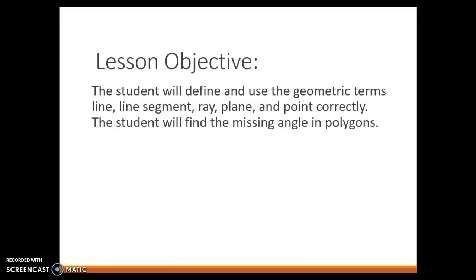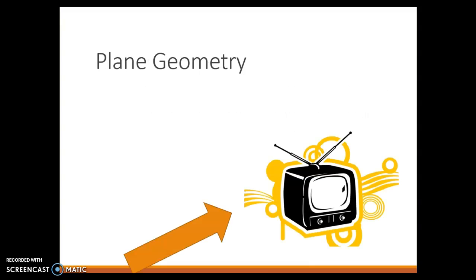Our objective, before we dive into our definitions for our unit, but specifically for today, is that you will define and use the geometric terms line, line segment, ray, plane, and point correctly, and that you will find the missing angle in polygons. And primarily, we're going to be focusing on that second objective, finding the missing angle in polygons. So here we go. Let's talk about some definitions here.